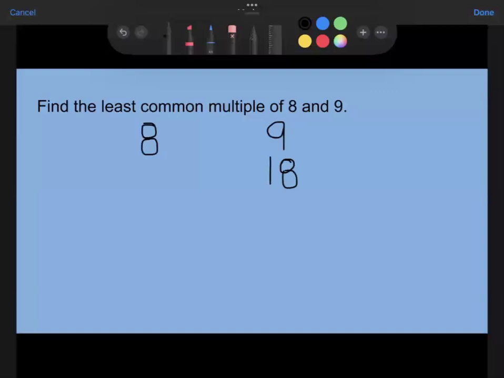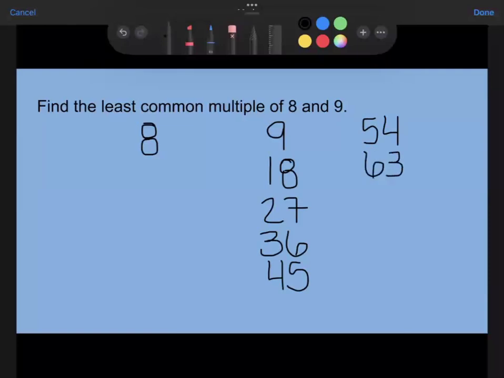That doesn't work for 8. 9 times 3 is 27, which doesn't work for 8. 9 times 4 is 36. Okay, that doesn't work for 8. 9 times 5 is 45. So that does not work for 8. 9 times 6 is 54. So that does not work for 8. Let's see, 9 times 7 is 50. No, no, just kidding. 63, which does not work for 8.